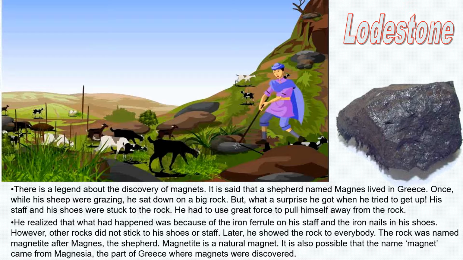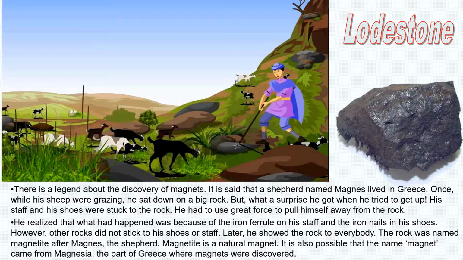It is said that a shepherd named Magnus lived in Greece. Once while his sheep were grazing, he sat down on a big rock, but what a surprise he got when he tried to get up. His staff and his shoes were stuck to the rock. He had to use great force to pull himself away from the rock.